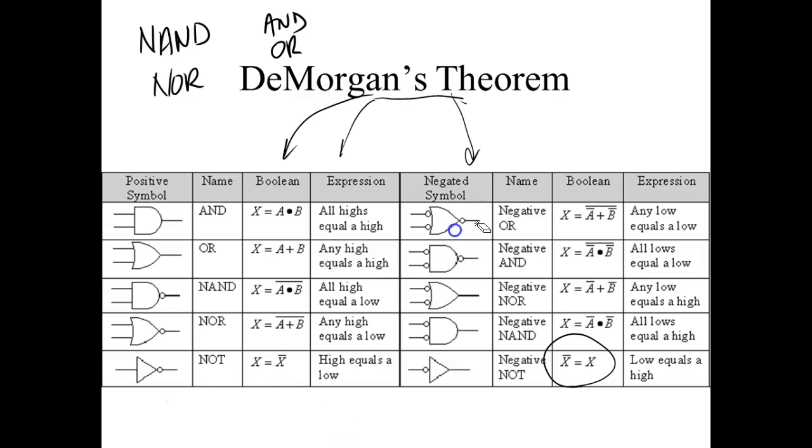Somebody's going to call this right here a NOR gate, somebody in this class, especially the 3 people that are absent.